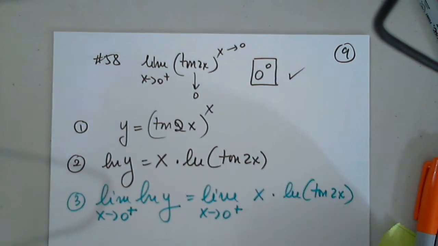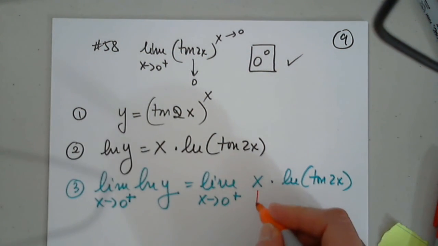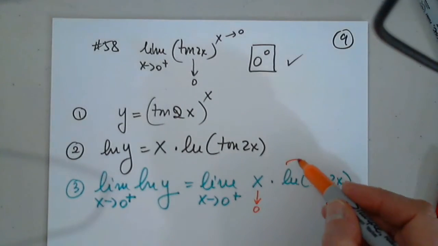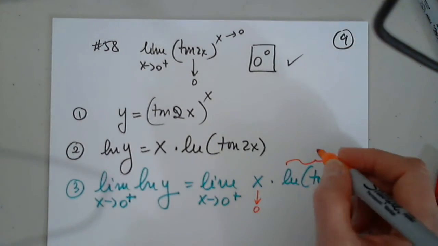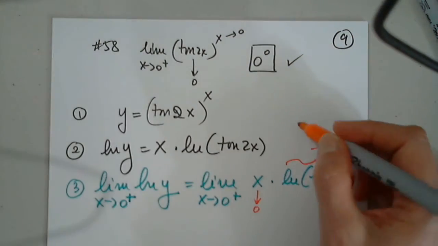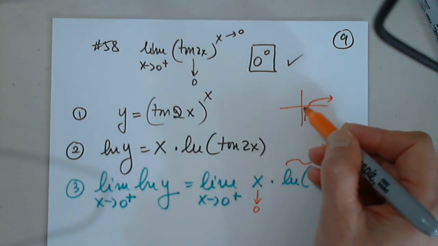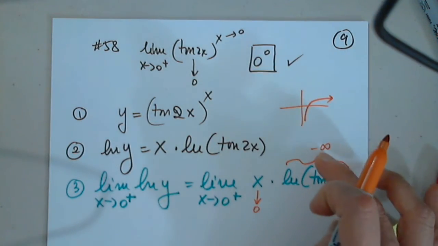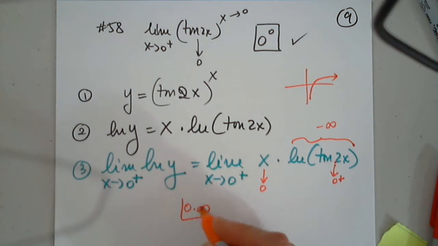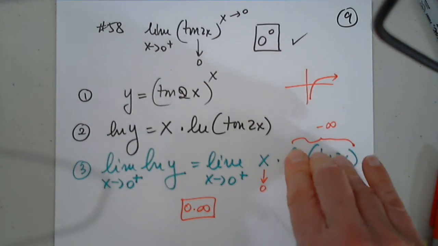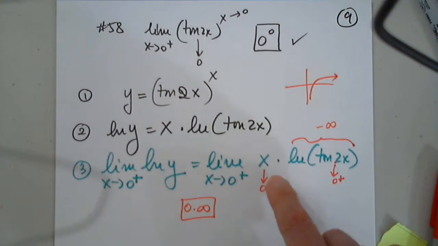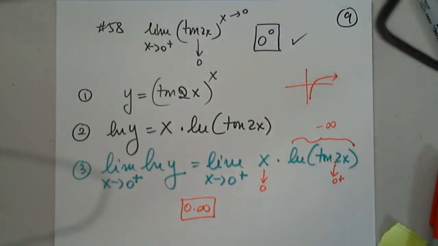Okay, now I check again. This approaches 0, and this approaches 0 from the right, which makes natural log approach negative infinity, because natural log looks like this. Negative infinity, I don't care about the sign. It's 0 times infinity, so I'm looking for an algebraic manipulation. And no, I'm not going to touch the ugly one. Of course not. I'm going to change this like we just did a minute ago.